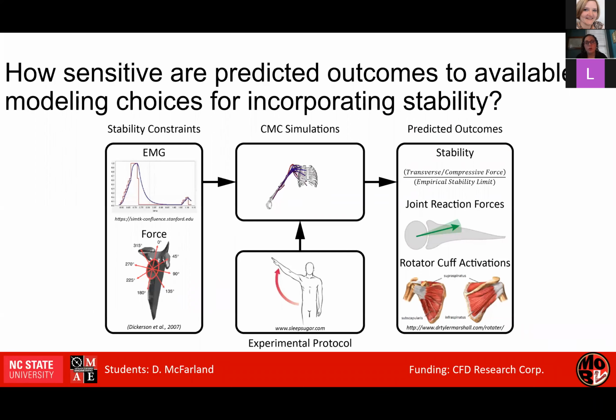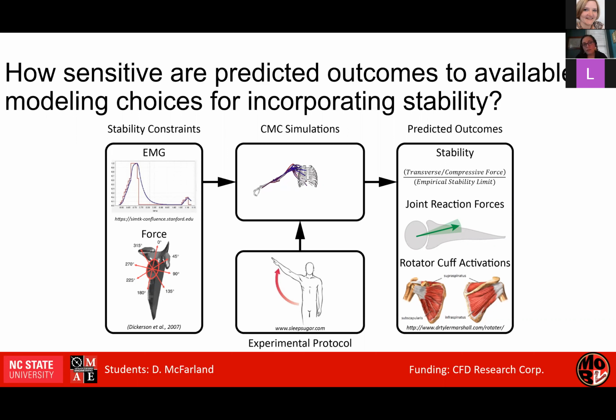So we've done some work with my recent student, Daniel McFarland, to understand how sensitive our simulations are to the different modeling choices for incorporating stability. And the two main approaches are either to measure muscle activity and directly include that as a constraint in our optimizations where we're identifying muscle coordination patterns. Typically, you only have maybe 4 to 8 muscles that you would be measuring, and there could be 25, 35 that are crossing a joint. So that's sort of a subset of the muscle information that you would need.